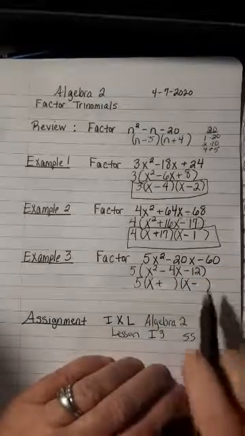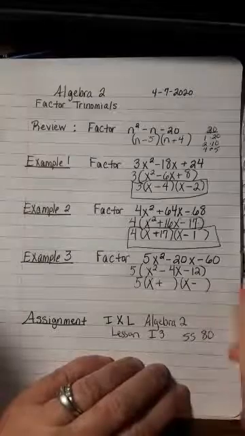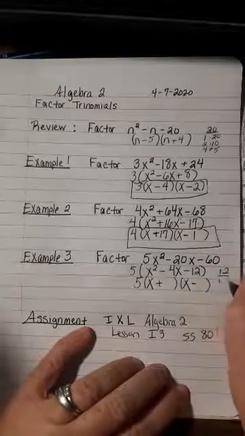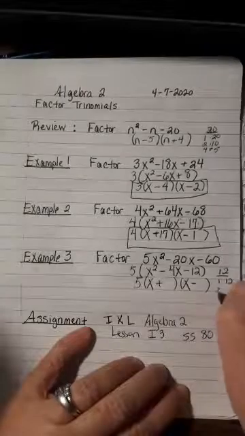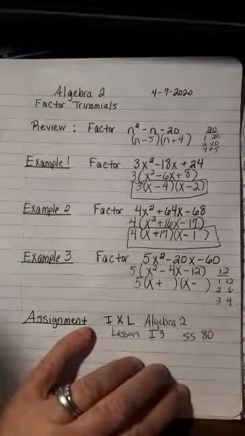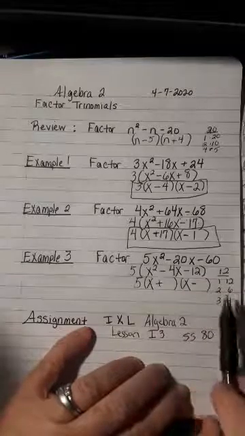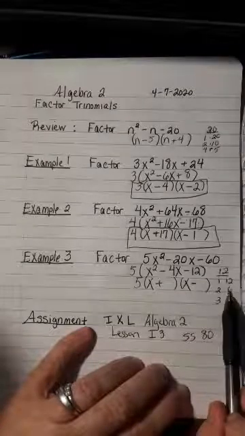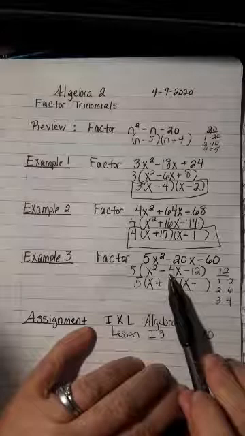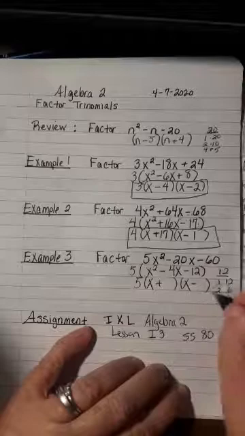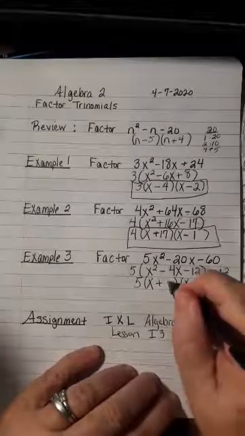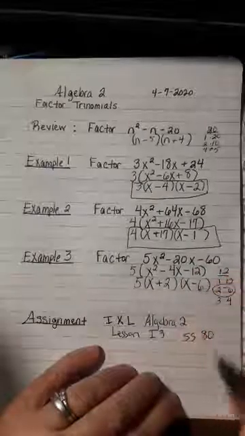Then think of the factors of 12. I'll just list them right here. Factors of 12: 1 times 12, 2 times 6, 3 times 4. You want to pick the pair that, when you add together, remembering one has to be positive and one negative, you get a negative 4. So you're going to use the 2 and the 6, with the negative with the 6. That would be a plus 2 and a minus 6.